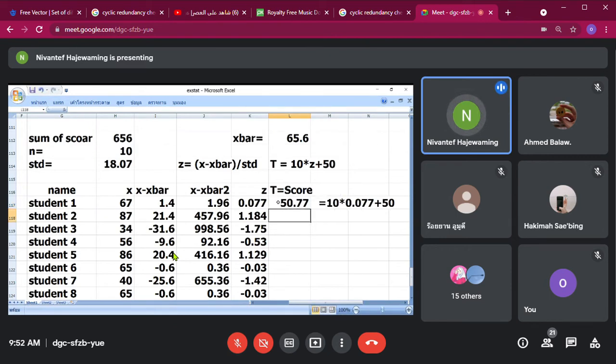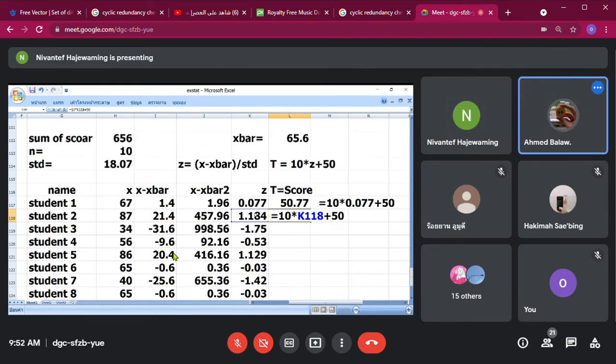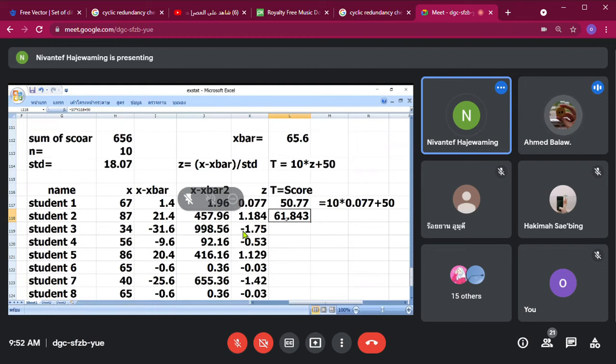You do that, you get 50.77, right? Or you can use this formula: 10 multiplied by that, plus 50. Why plus 50? It is a formula. You get this formula.